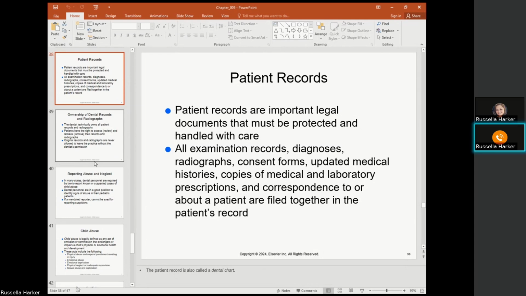So let's say that you have a patient come in and what you wrote down isn't exactly what was done. Let's say the doctor told you to take 2 bite wing x-rays and you had to retake an x-ray and you actually took 3 bite wing x-rays, but you wrote down 2. You're not going to cross out, scribble, or ever white out that you took 2 bite wing x-rays.